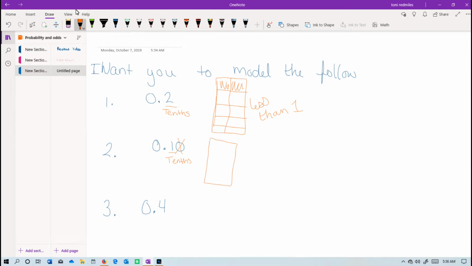So again, I need to make 10 spaces. And only 1 is colored in. This is, again, less than 1. All right. This one's the same thing. The 4 is in the tens place.